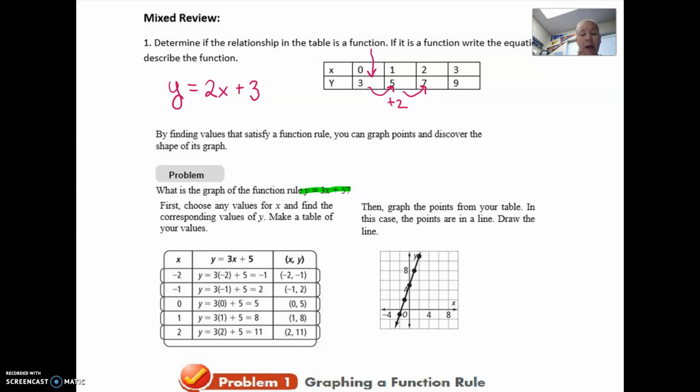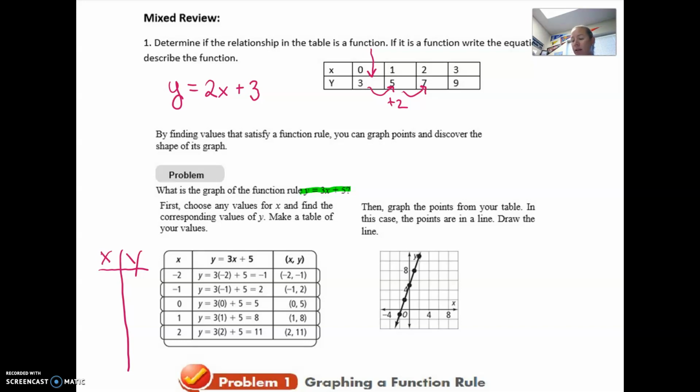Most of the time, I just make a smaller table. I just make an x, y, t chart. And then you want to pick values. Generally, -2 to +2 are good values to start with, although sometimes they don't always show you the full picture of the graph, but it's a good place to start.